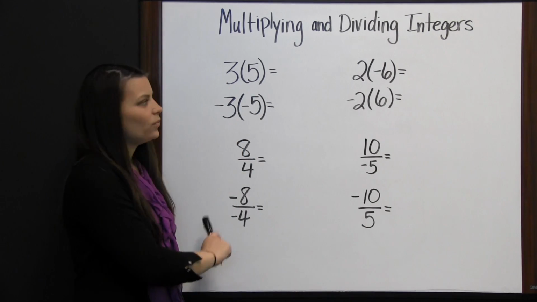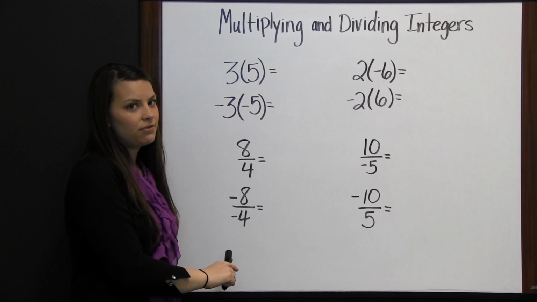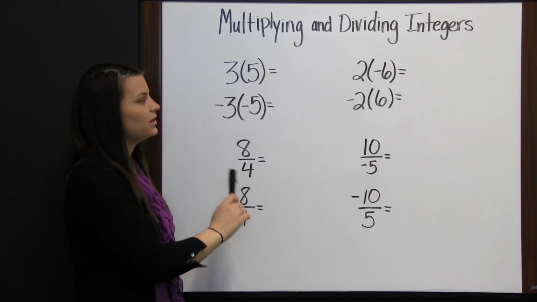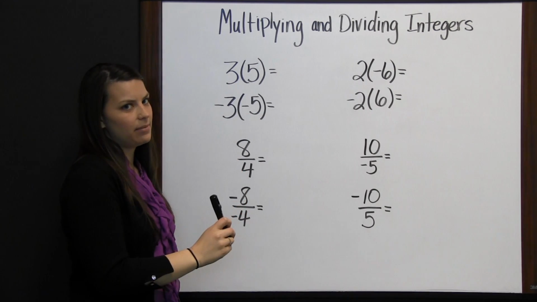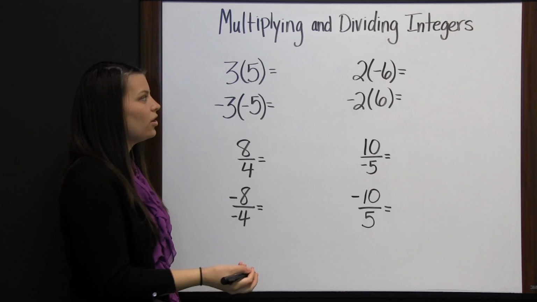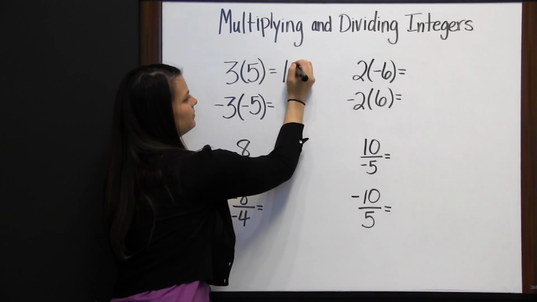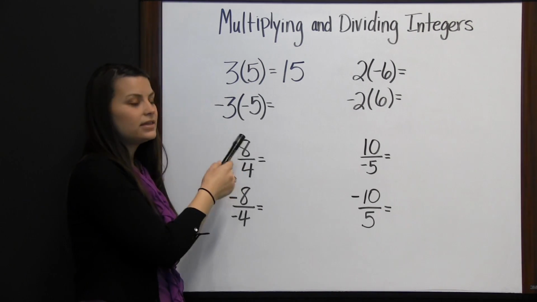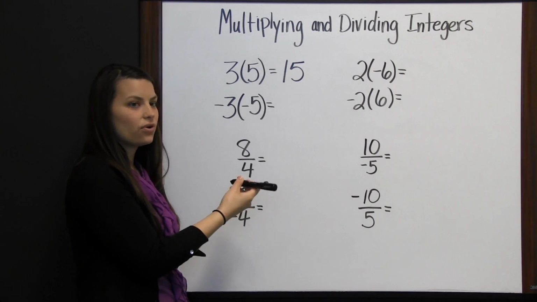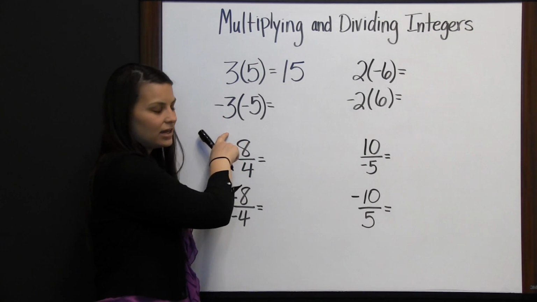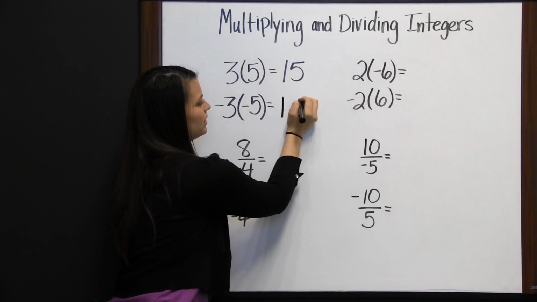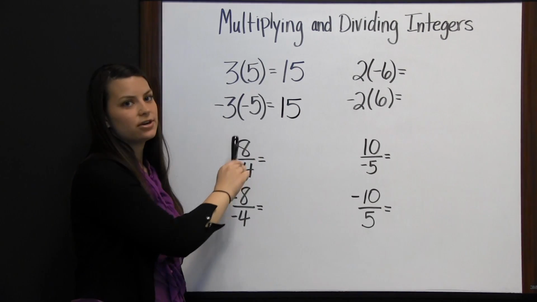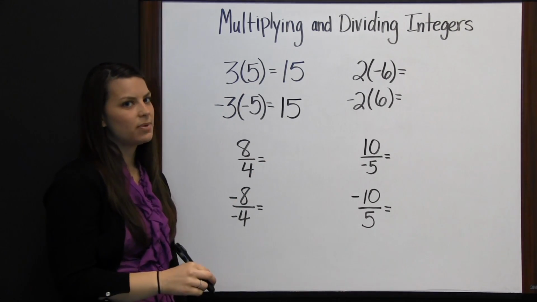On the left side, we have 4 different sets of numbers, and in each set, the integers have the same sign. Here we have a positive number times a positive number. Since they have the same sign, our result is positive. Again, we have a set of numbers with the same sign. This time, they're both negative. The result is still positive. Negative 3 times negative 5 is positive 15. So whether both signs are positive or both signs are negative, the result is always positive.